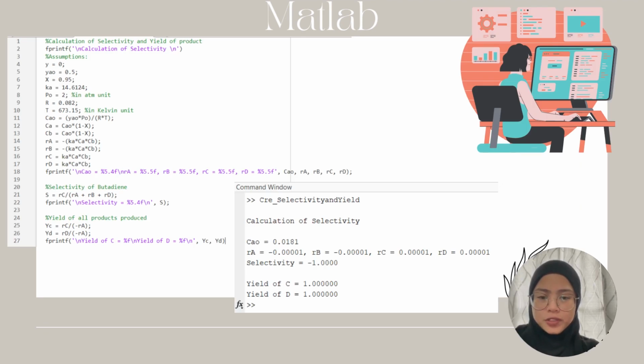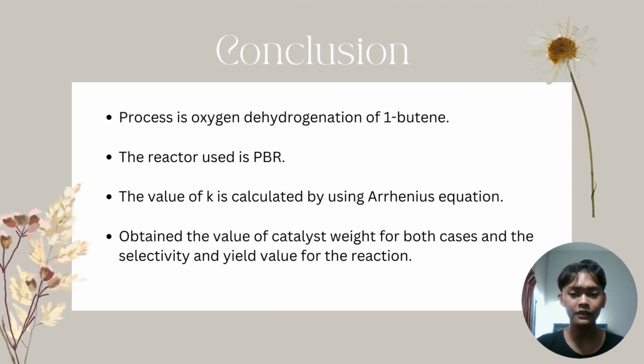Next, I'm going to continue the MATLAB calculation for the selectivity of butadiene and yield of all products. In order to calculate the selectivity and the yield, we have to have the value of the rate law for all species, which is rA, rB, rC, and rD. In a nutshell, the process is oxidative dehydrogenation of 1-butene. The reactor used is PBR. The value of k is calculated by using the Arrhenius equation, and we obtain the value of catalyst weight for both cases and the selectivity and yield value for the reaction.